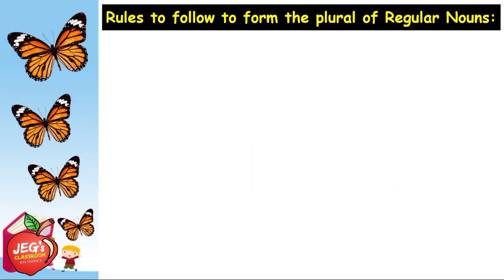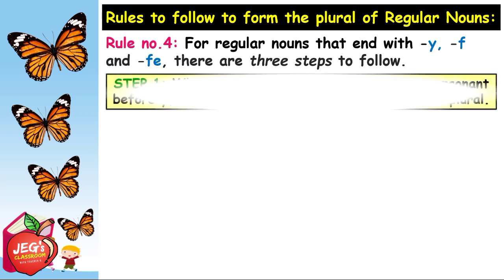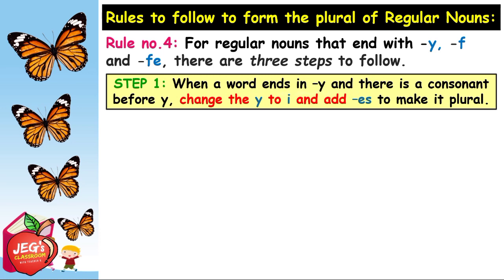Let's discuss the last rule, which is rule number 4. For regular nouns that end with Y, F, and FE, there are 3 steps to follow. Step 1. When a word ends in Y and there is a consonant before Y, change the Y to I and add ES to make it plural.